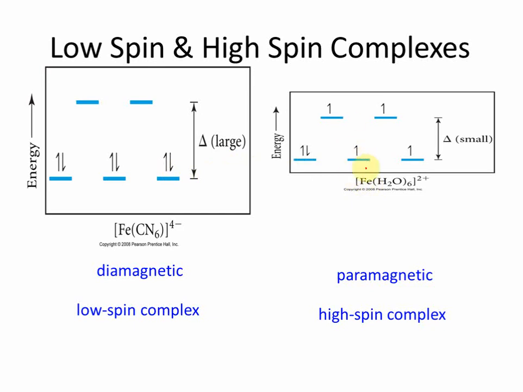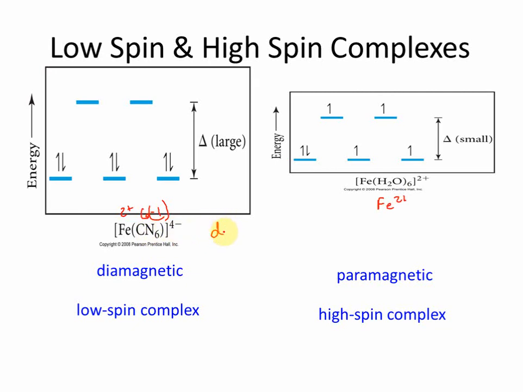In the iron cyanide complex, each cyanide is a -1 ligand. So 6 times -1. And then the overall charge is 4-, so the iron has to be a 2+. And here for the iron, there are 6 water molecules, and each one of those is neutral. The overall charge is 2+, so the iron is going to be 2+. So the oxidation state in both of these is the same. And an iron 2+ corresponds to a d6 complex. So there are 6 electrons in the d orbitals.